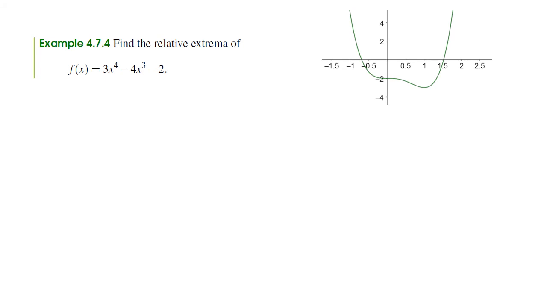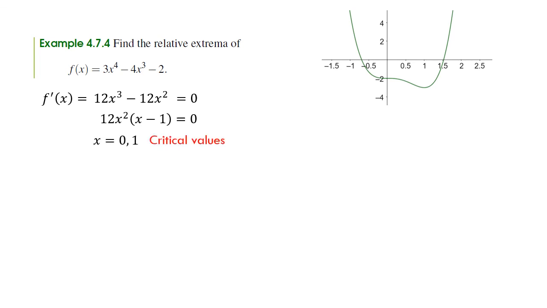If f is 3x to the fourth minus 4x to the third minus 2, we have f prime of x is 12x to the third minus 12x squared equals 0. Factorizing this polynomial, we have 12x squared times x minus 1. So we have x equals 0 and 1 as the critical values. Next, find the second derivative, f double prime, which equals 36x squared minus 24x.